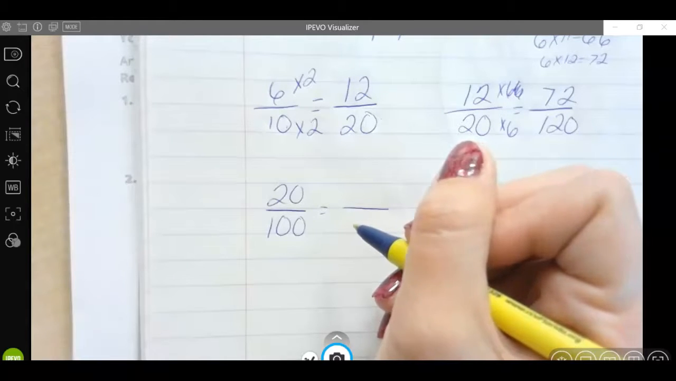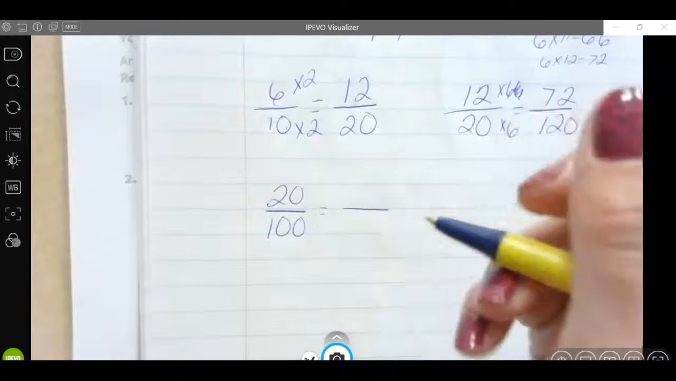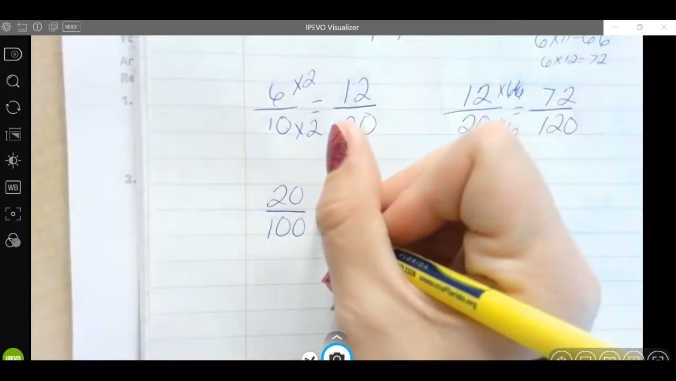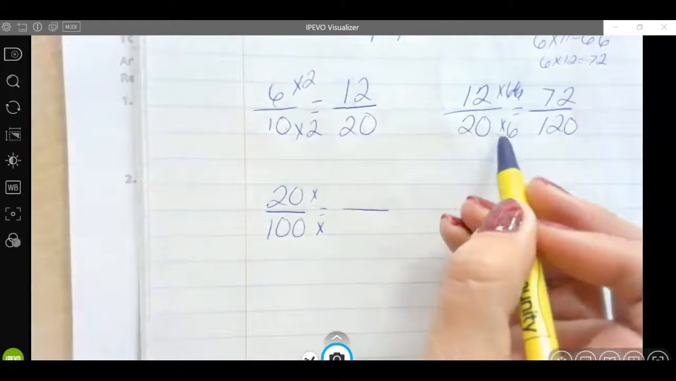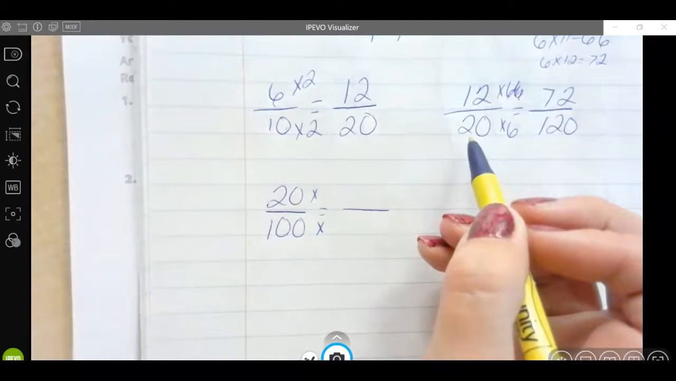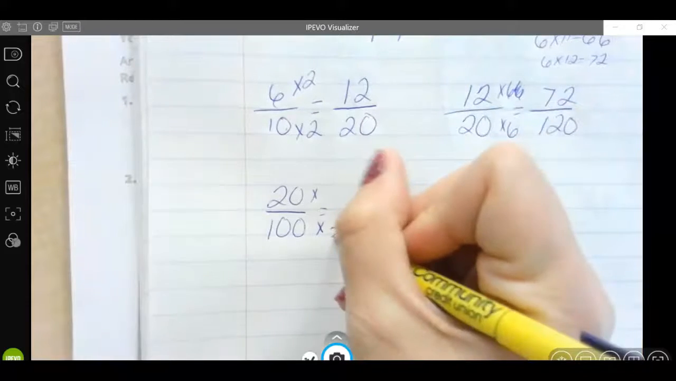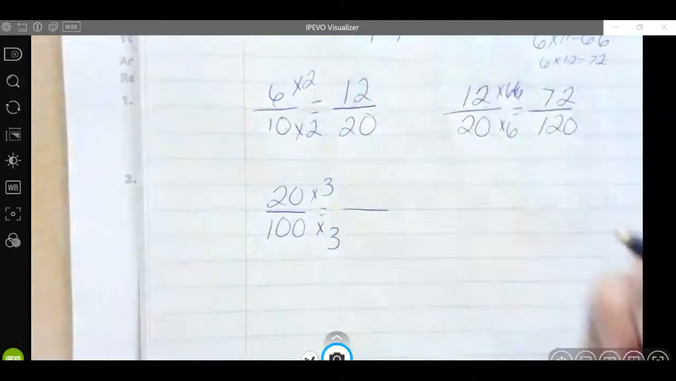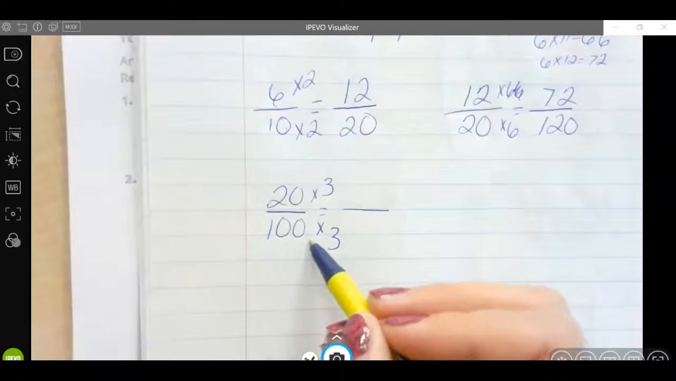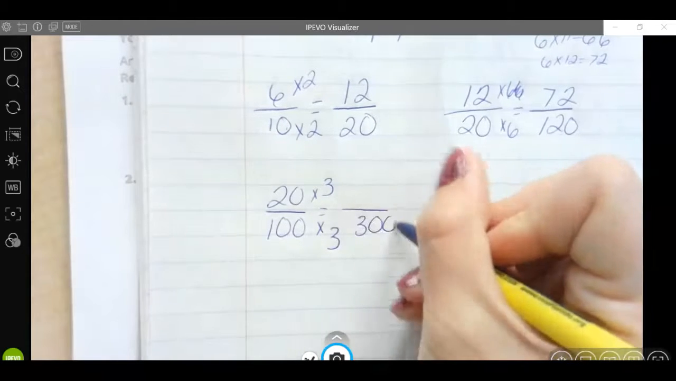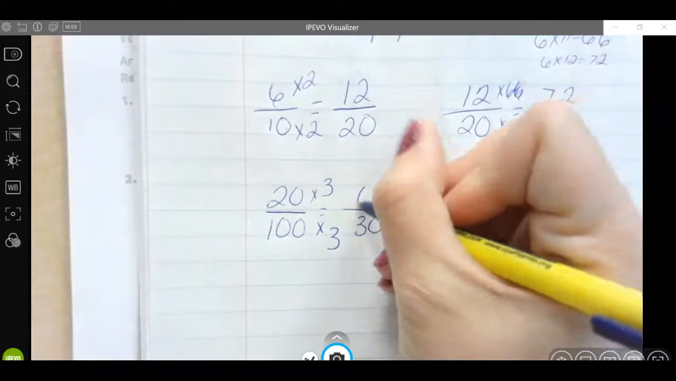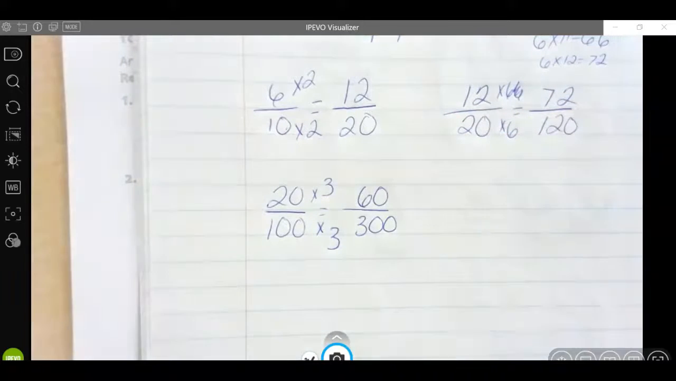You can pick any number, bud. Well, hold on. We're going to multiply it by something. Up here, we multiplied by 2. Then we multiplied by 6. So let's pick a smaller number. Pick a number like 1 through 5. Or 2 through 5. 3. Okay, 3. So whatever you do to the bottom, you got to do to the top. So 100 times 3 would be 300. And 20 times 3 would be 60. Okay?